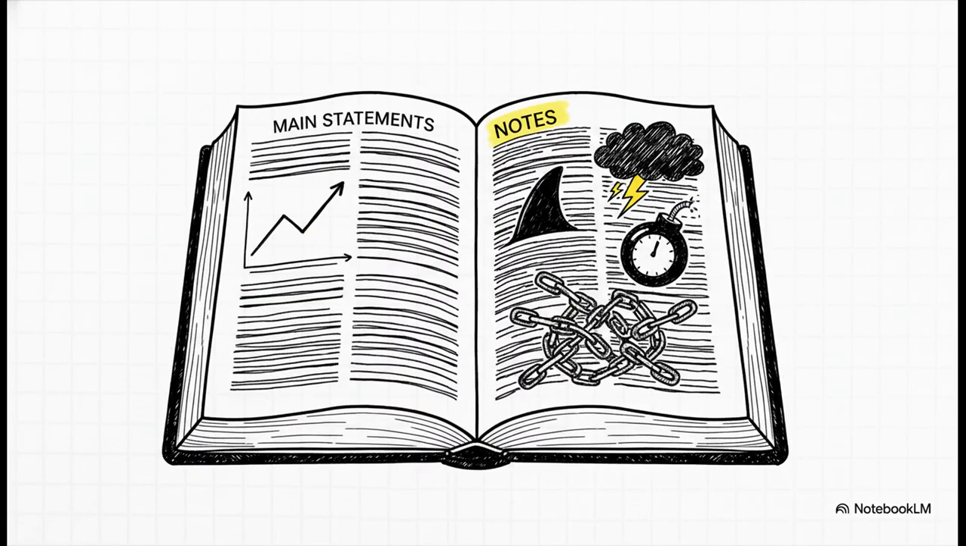So the lesson here is pretty clear. If you only read the big, splashy numbers on a financial report, you are missing half the story. To really understand a company's true risk profile, to find the clues about potential lawsuits, big guarantees, and other threats lurking in the shadows, you have to read the notes. That's where the real detective work begins.